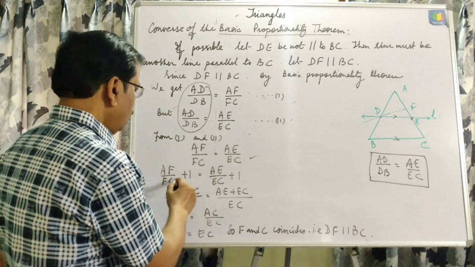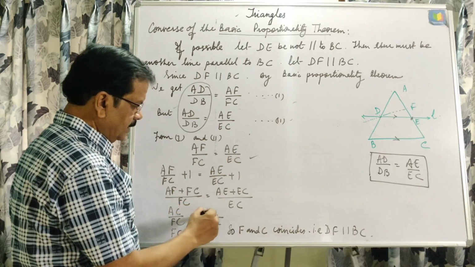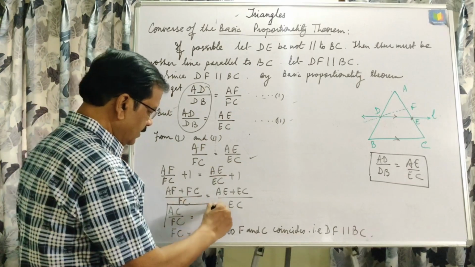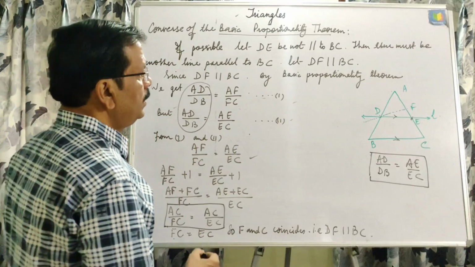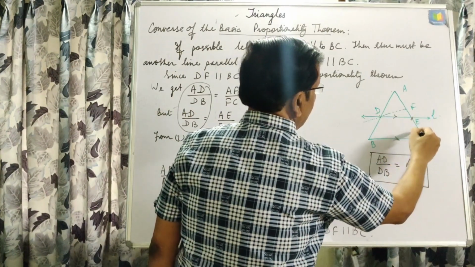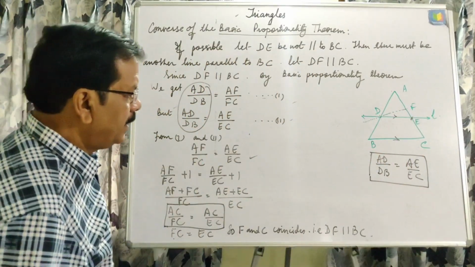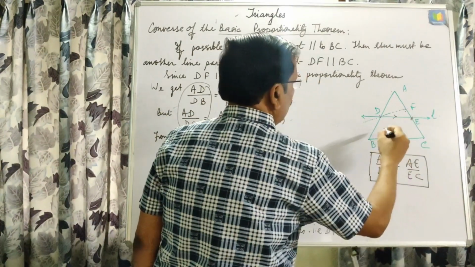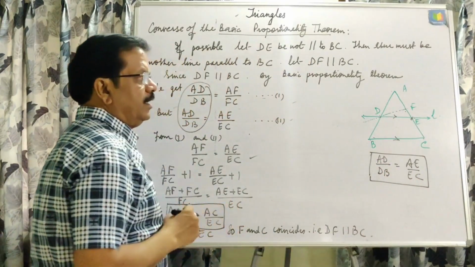Now adding 1 on both the sides, we are getting AC upon FC is equal to AC upon EC. It means AC is cancelled. We are getting FC is equal to EC. Means this point F coincides with the point E. It means DF is parallel to BC, or DE is parallel to BC. Okay.